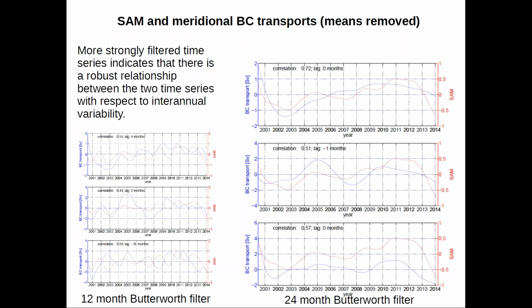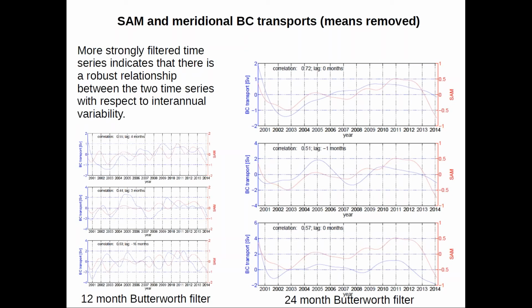So the small one is less interesting, but it's a 12-month Butterworth filter time series, both of the SAM and the Brazil current transport. And it shows correlations that are in the significant range, but it has some weird characteristics in terms of the lag, and the time series look pretty chaotic. And I smoothed it a little bit more using a 24-month filter to just focus purely on the longer term interannual, which is a little bit tricky because the time series is so short. It does seem to show robust correlations and a robust lag, not like the 12-month Butterworth filter.